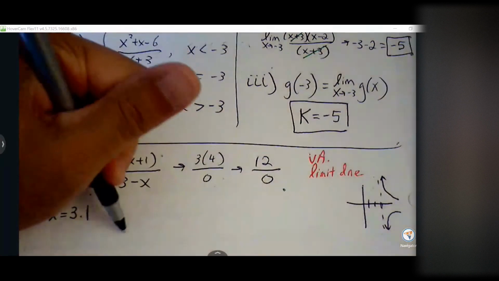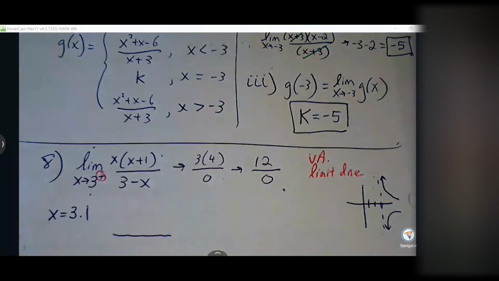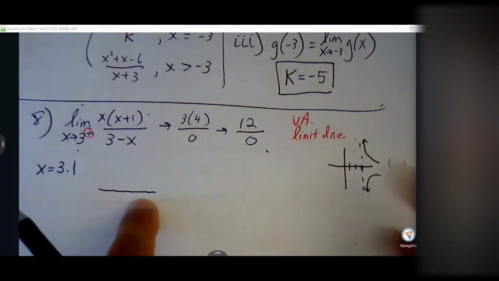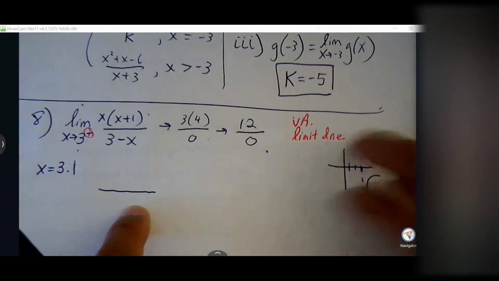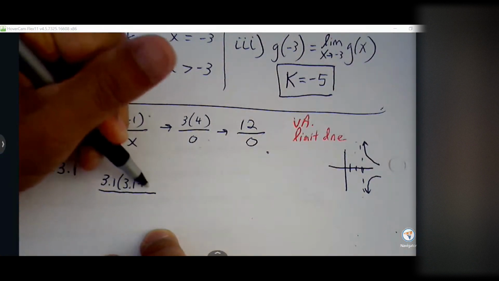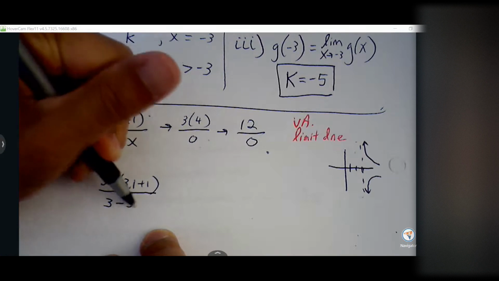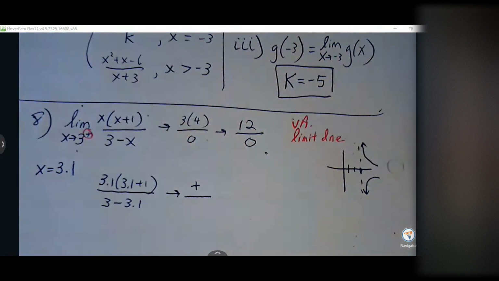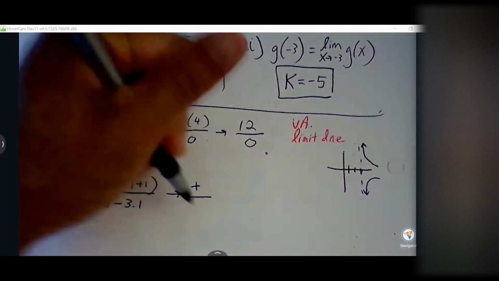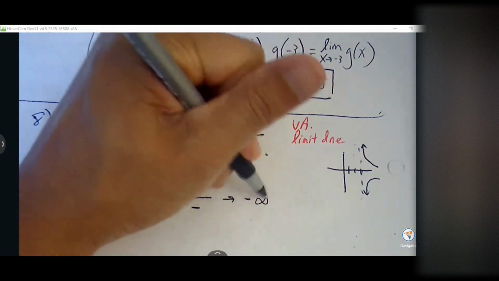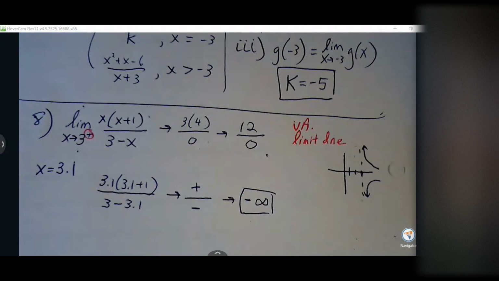Insert 3.1 in for x, and we don't really care about the decimal value. We just want to know whether we get a positive or negative, and then from there we can choose between these two options. So 3.1 in for x. Is the numerator a positive or negative value? Positive. 3 minus 3.1 is negative. So positive over negative is negative. Negative infinity. So we know that the graph is going to look more like this.